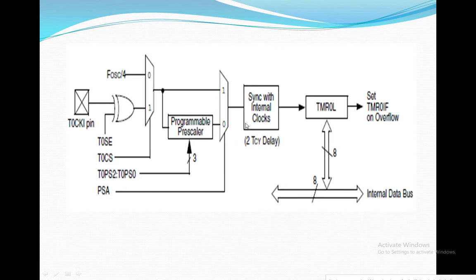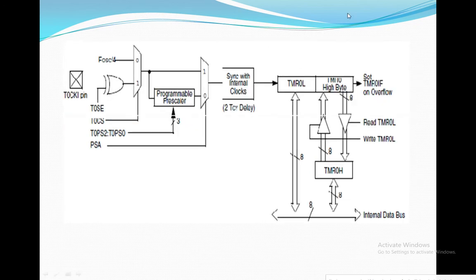Along with this, these are synchronized with the internal clocks. FOSC by 4, this frequency is used, and if we are going for this pre-scaling option, then again this frequency is divided by that particular pre-scaling option. These values are loaded in the timer 0 lower byte register. If we are going for 16-bit, then these values are loaded into the timer 0 higher byte register and timer 0 lower byte register.